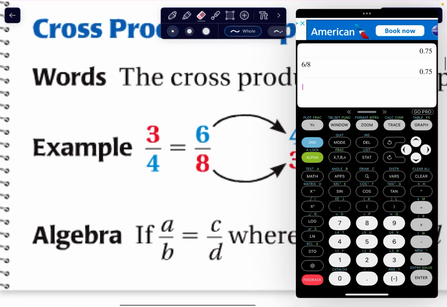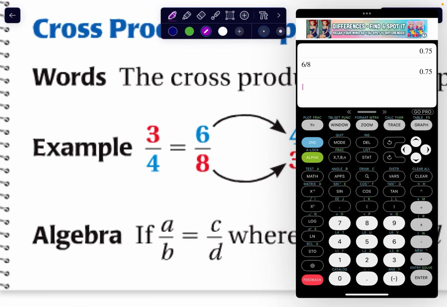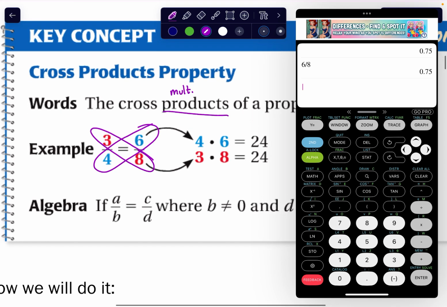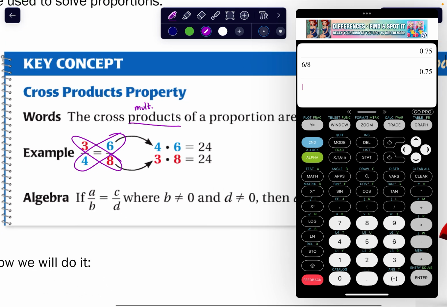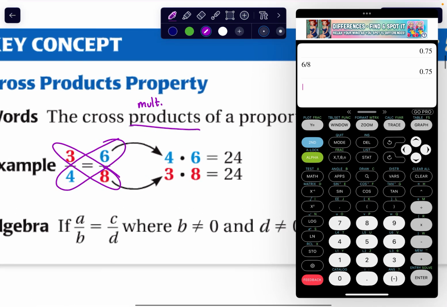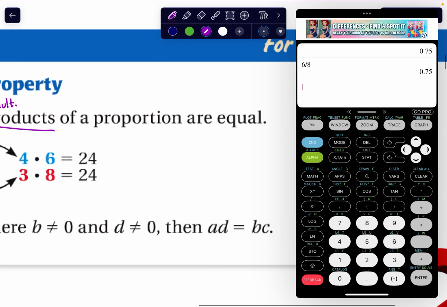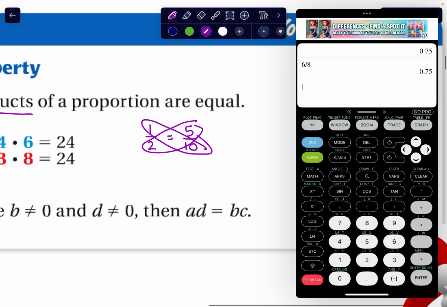So the shortcut is, and I'm sure a lot of you have seen this before, you circle your cross products. And of course, the word product makes us think multiplication. So we take the cross products, we multiply them, and we set them equal. You can see 4 times 6 is 24, 3 times 8 is 24. That will always happen. If I just come up with two equivalent fractions real quick, 1/2 and 5/10, we've got 2 times 5 is 10, 10 times 1 is 10. So that's what we're doing here.